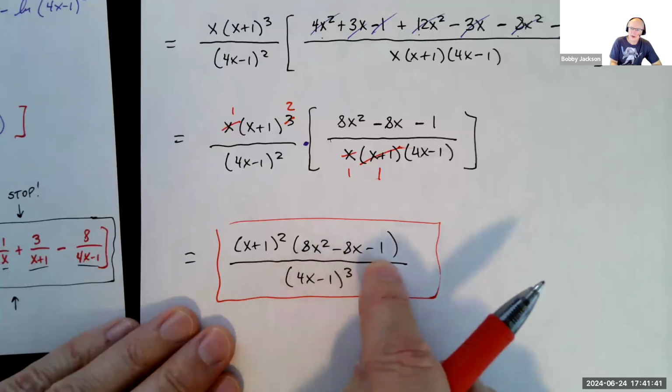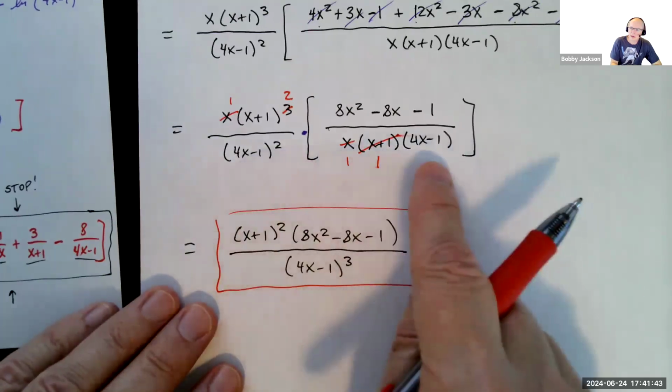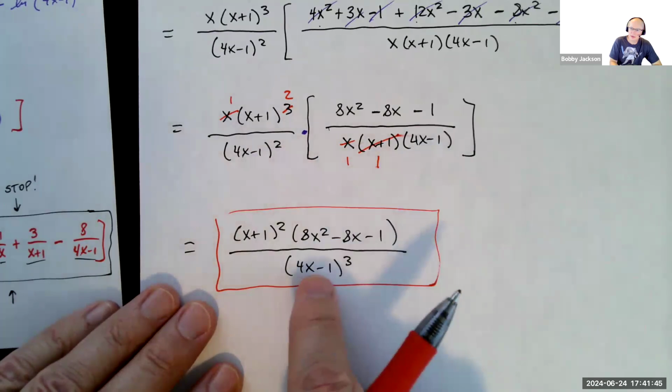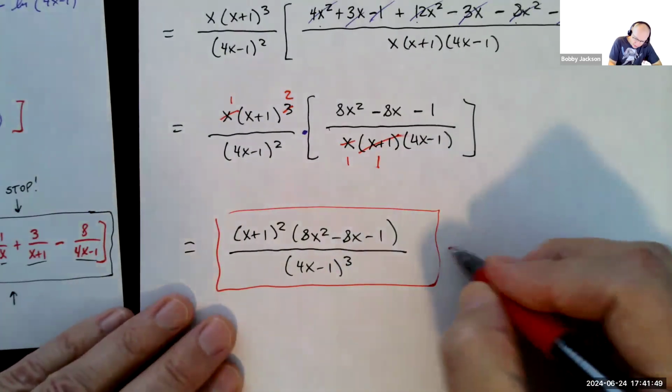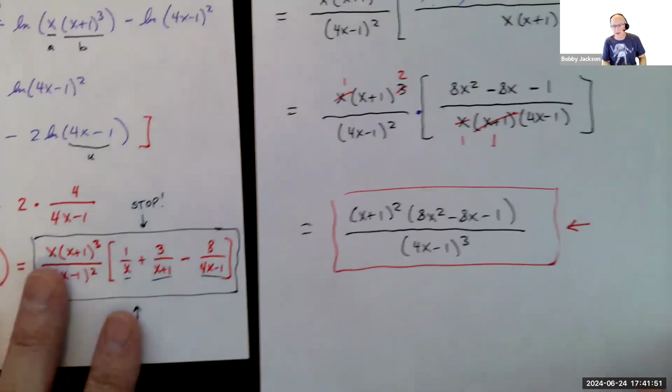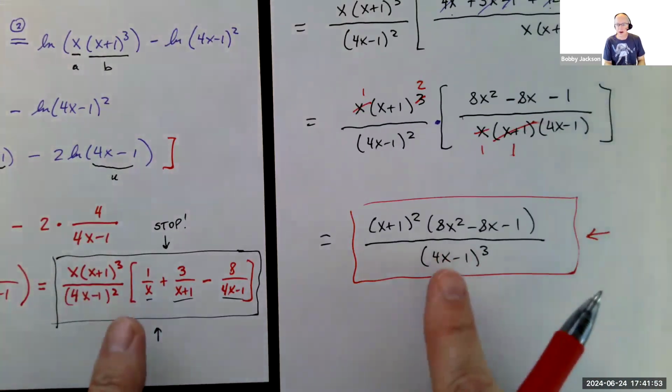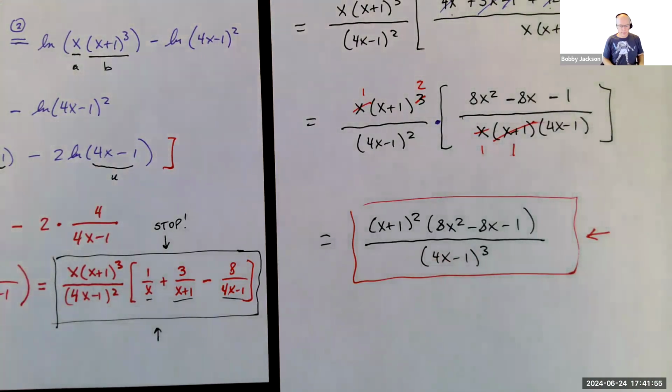So I'm going to leave that there. And then 4x minus 1 squared times 4x minus 1 in the denominator is a total of what? Add the exponents, 4x minus 1 cubed. So this is, I think, what Achieve is wanting. It is maybe a nicer form than the original answer. They are equivalent. Bottom line is the derivative of this function is just nasty.